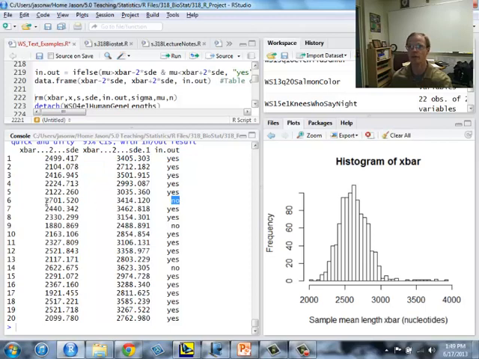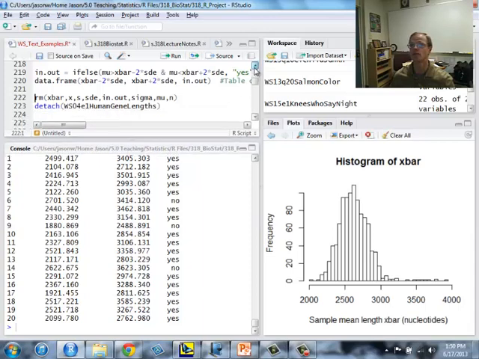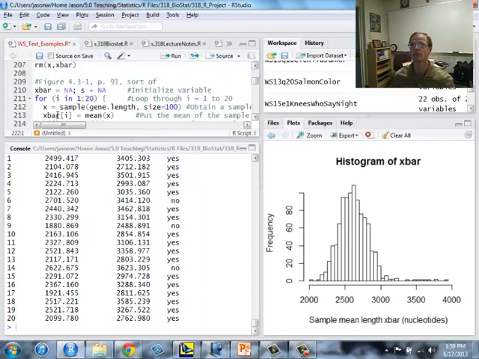Boom, what happened? 2701 to 3414 did not contain the true unknown population parameter, which we actually know, so we can check this. And here's another one that didn't, was too low. Here's another one that was just a hair too high. Out of 20, we had 3 miss. On average, we should have 1 miss. 1 over 20 is 5%. Let's try that again. Is it just a fluke that we had 3 miss?